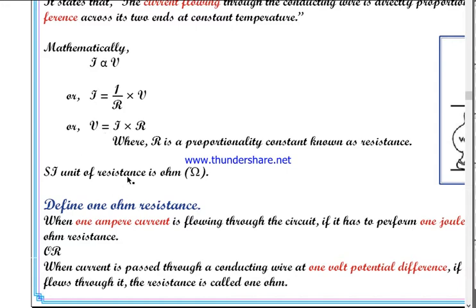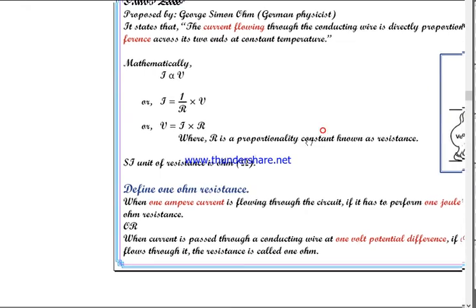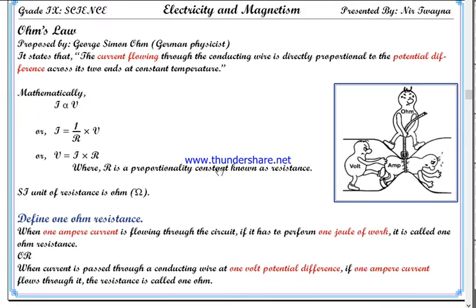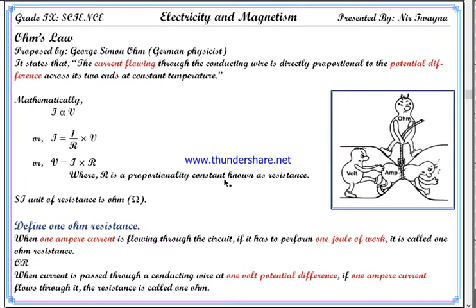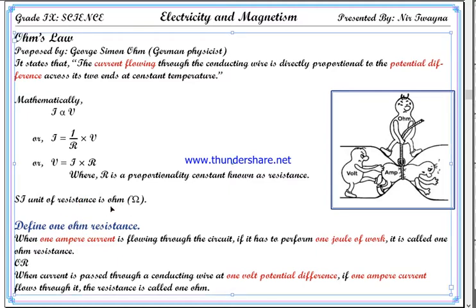Now the SI unit of resistance is ohm. R is known as resistance and the SI unit of R is ohm, O-H-M, named after George Simon Ohm. If you happen to be a very accomplished scientist, then in your honor also the name of units or physical terms can be dedicated. The symbol of ohm is omega.